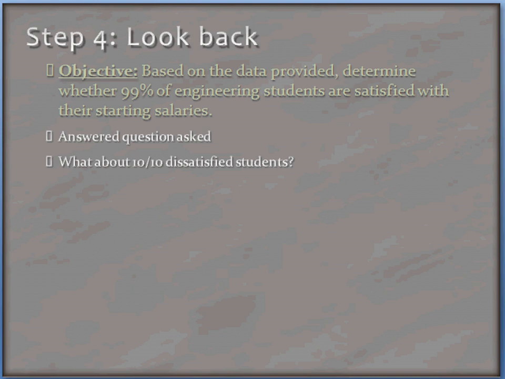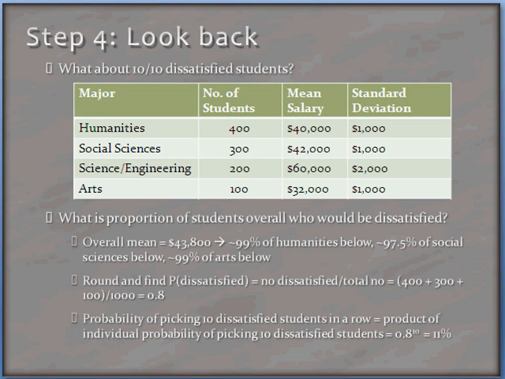Our last step in the problem-solving process is to look back. Now, we've answered the question that we were asked. We can anticipate that the dean might ask us about that other data point we were given. That is, recall that 10 students were interviewed about their career prospects and their starting salaries, and all 10 were dissatisfied. The engineering dean might want to know what the probability of this occurring is if indeed 99% of engineering students are happy. After all, 20% of the student population was accounted for by science and engineering students. Is it really likely that no or very few science and engineering students were interviewed?